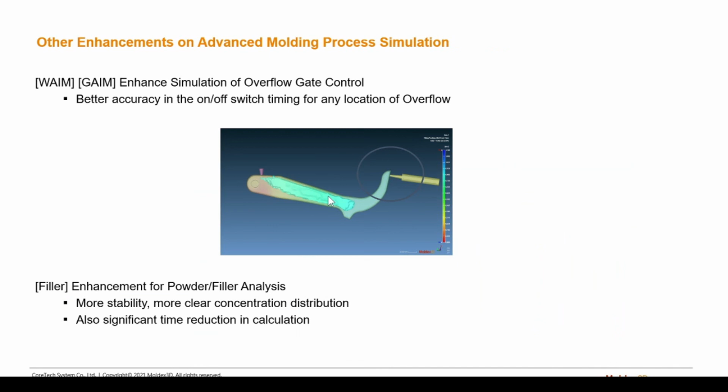Gas-assisted and water-assisted injection molding now have the capability to include an overflow valve. This overflow valve can be controlled very similarly to a hot runner valve pin. And then for powder injection molding, we've improved the stability of the solver and it gives a more clear concentration distribution to allow users to visualize the aesthetic defects a little bit cleaner in the interface.